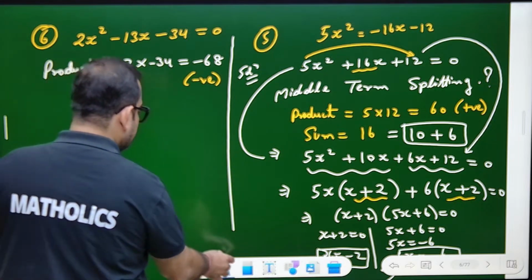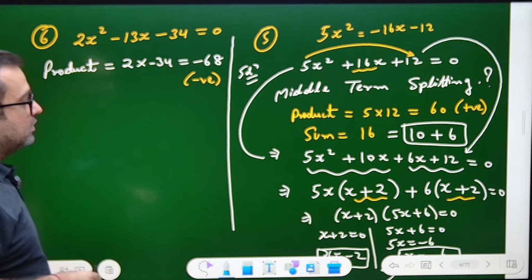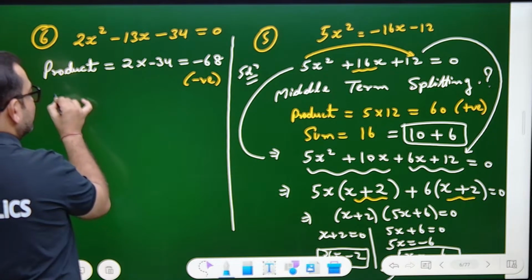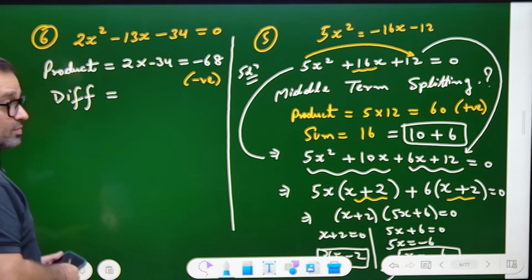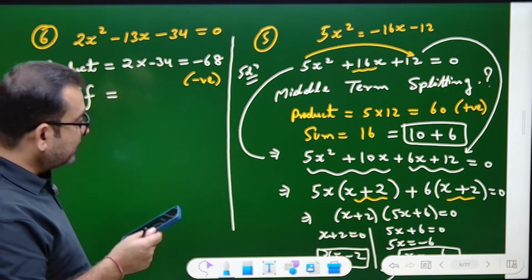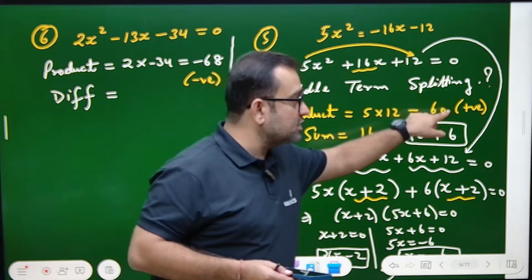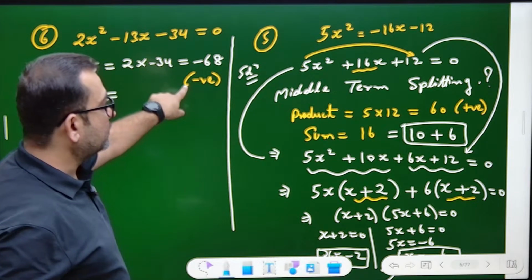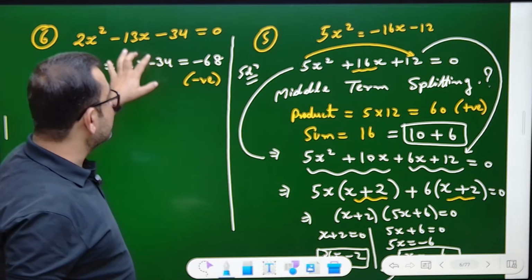Let's start it again. Here the product was positive, but here the product is negative, so I have to express the middle term as a difference. Write this very clearly in your notes. These questions will be very important. Positive product means the middle term will be a sum; negative product means the middle term will be a difference.